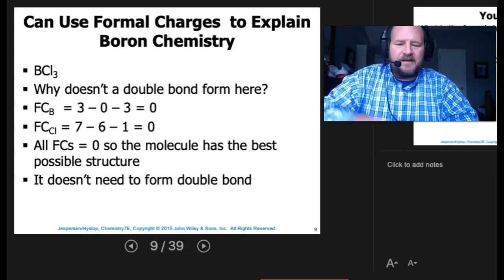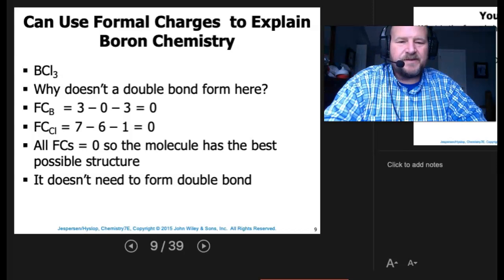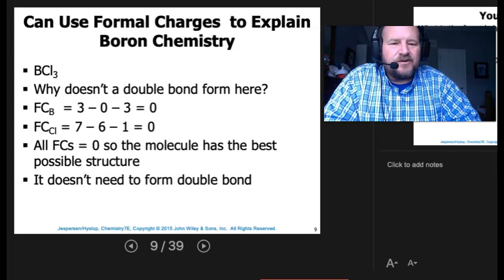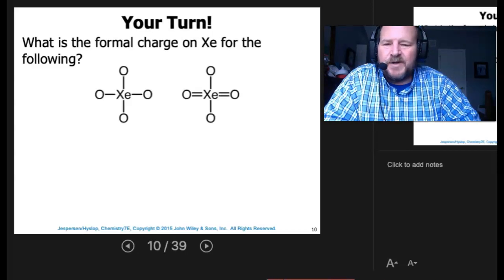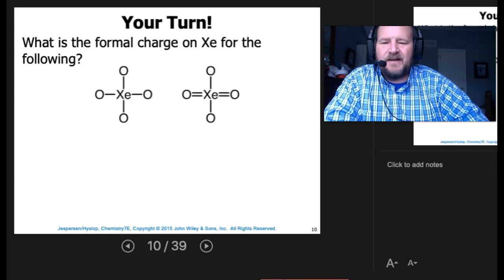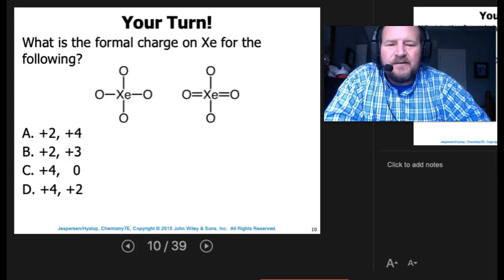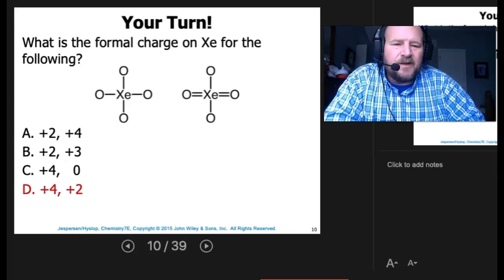All right, so we've looked at a lot of these electron structures. We've then looked at a few exceptions. We've looked at formal charge, and let's try to start putting it all together and do some problems. What is the formal charge on xenon for the following? Again, what's the formal charge? We know that it's a noble gas. It should be 8 valence electrons. In the first structure, it has 4 bonds. In the second structure, it has 6 bonds. So hopefully you've selected D, +4 and +2.